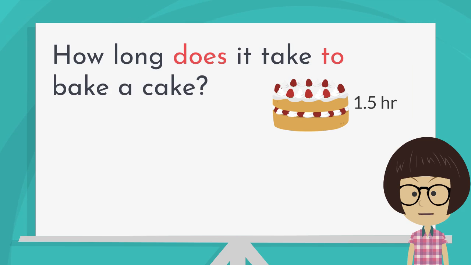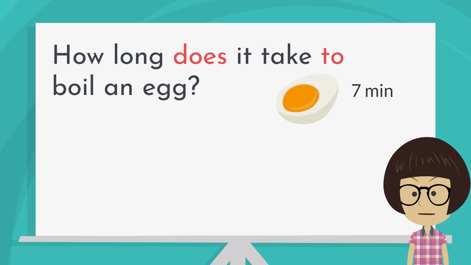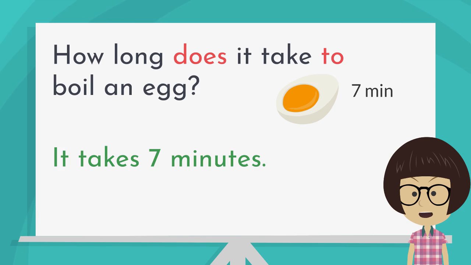We can also use how long to ask about the time we need to do different things. Like this one. How long does it take to bake a cake? How would you answer the question? The answer should be, it takes 1.5 hours. 1.5 hours. Don't forget the S after hour. How about this one? How long does it take to boil an egg? It takes 7 minutes. Now you can do the practice in your TB.